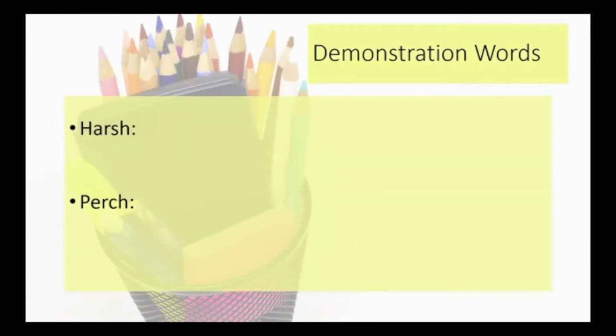Let's quickly talk about and mark the demonstration words that go with this week. The first one is the word harsh. So what I'm going to mark is that this is one syllable and it has the AR sound, so it's an R controlled syllable. Then I'm going to look down to perch and I'm going to notice something very similar. It's one syllable, I see the ER, and it's an R controlled syllable.